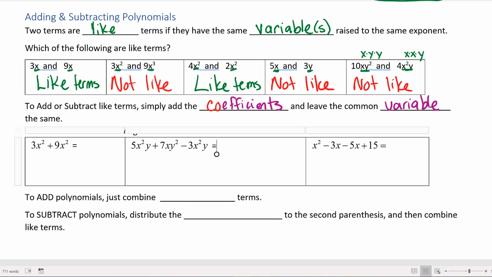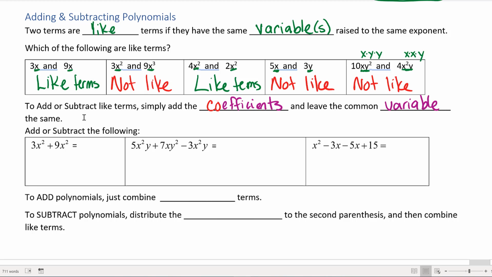So on our first problem, we have 3x squared plus 9x squared. Are the x squareds the same? Yes, they are. So what are we going to do with the x squareds? Nothing. Leave them the same. So we have 3x squared plus 9x squared. If we take the 3 plus the 9, that gives us 12x squared.